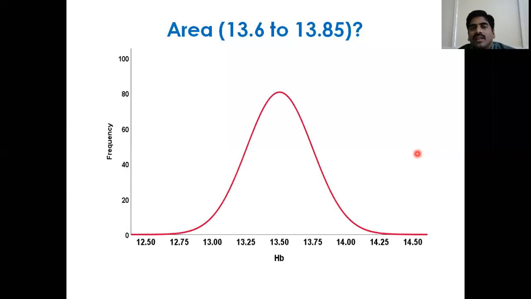But here I wanted to calculate the area between 13.6 and 13.85. See here, this is the mean value. We know that here the mean is 13.5, and mean plus or minus 1 SD covers 68%, 2 SD 95%, 3 SD 99%. But I want the area between 13.6 and 13.85.